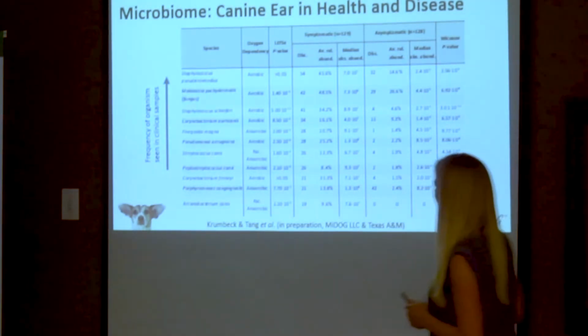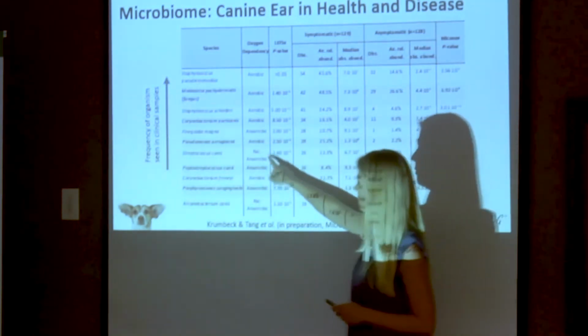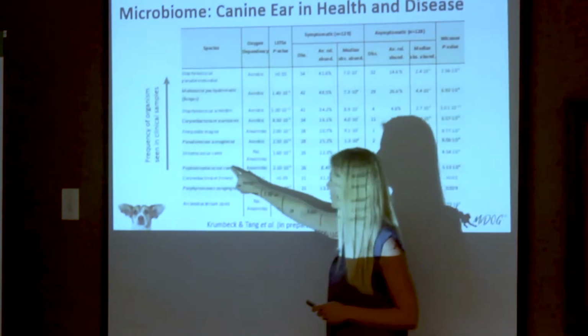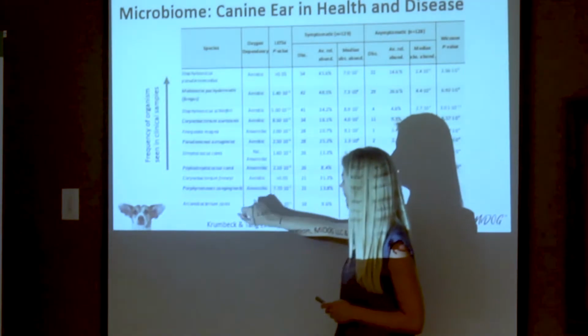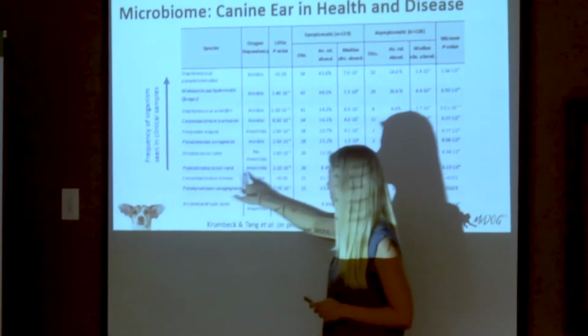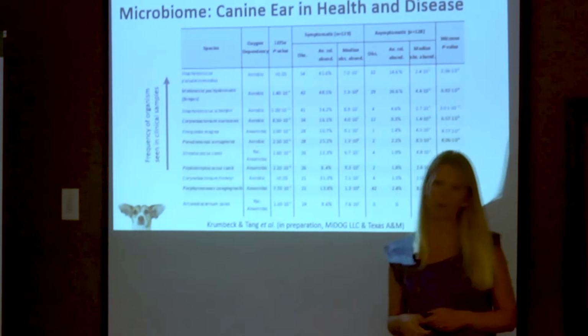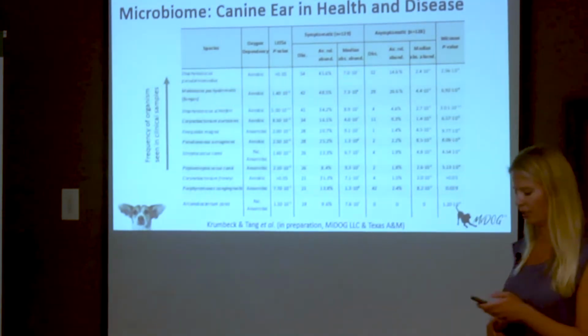So just merely detecting organisms does not predict that they are actually the pathogens or are actually pathogenic in these cases. And a lot of them are actually anaerobic. This is just the top 10, and we have Streptococcus canis, a facultative anaerobe, and Peptostreptococcus canis, a completely anaerobic organism that's often missed by culture testing.